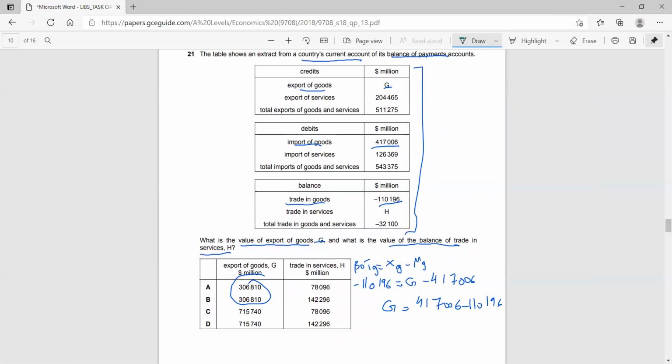Let's use green now. So again, balance of trade in services is just the export revenue from exporting services minus the import expenditure from importing services. We do not know the trade in services. That is H. That is what we have to calculate. So we'll just keep the unknown here. We know the export of services is 204,465 minus import of services, which is 126369, and you just pop that into your calculator, and you get a value of 78096, which gives you A.